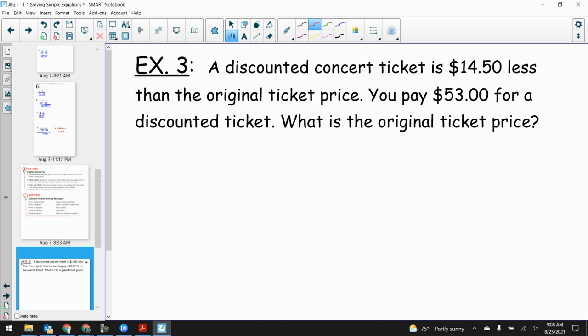So, example 3 here. A discounted concert ticket is $14.50 less than the original ticket price. You pay $53 for a discounted ticket. What is the original price? Now, what I would like to do is figure out, what are we looking for? What is the unknown here? The price you would have paid without the discount. The original price. So I'm going to create a variable that represents my original price. Okay, let's make P mean my original price.